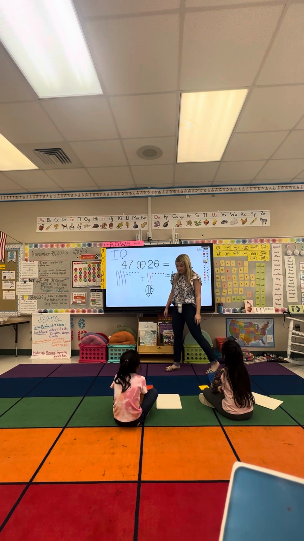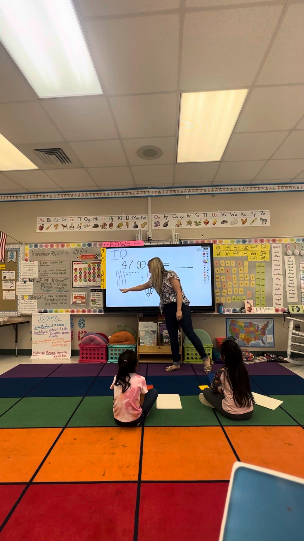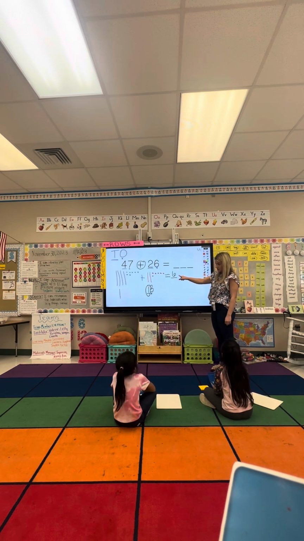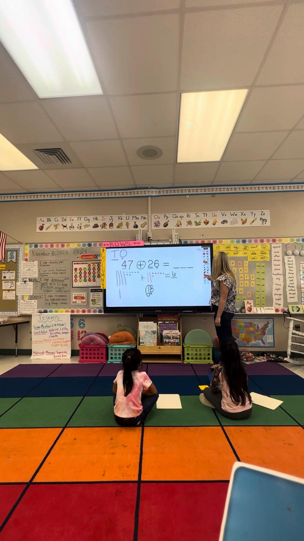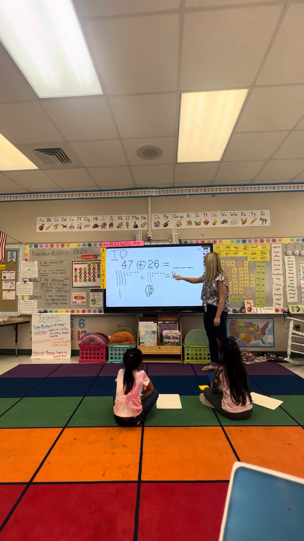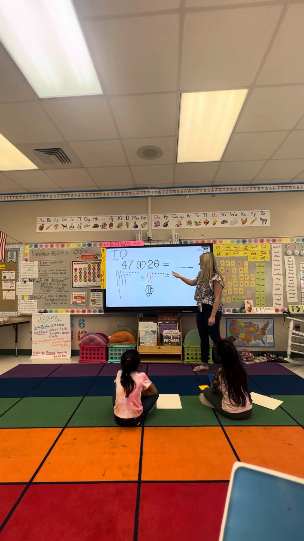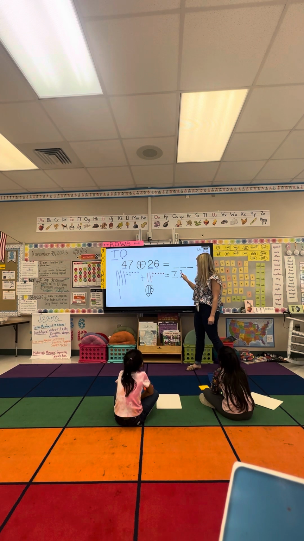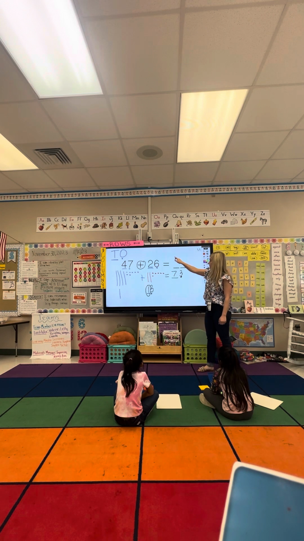Guess what I can make? Another 10 rod. So now I don't just have 6 10 rods. That's right, I'm going to have 7 tens. And how many ones are left? 3. So that means 47 plus 26 equals 73.